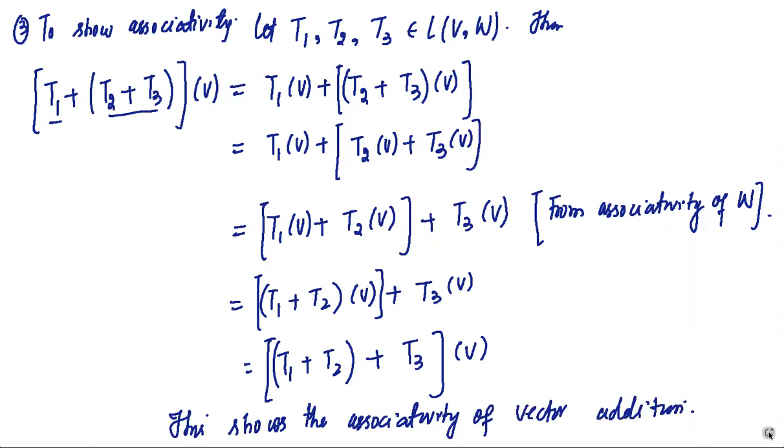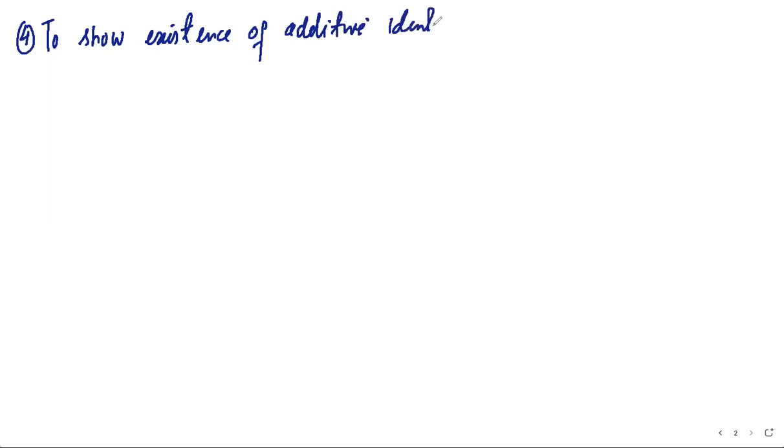ठीक है. Now next we have to prove the existence of additive identity. So that's the fourth step, to show existence of additive identity. तो additive identity दिखाने के लिए हमें क्या करना होगा? We have to find some linear transformation from L of V, W and show that.